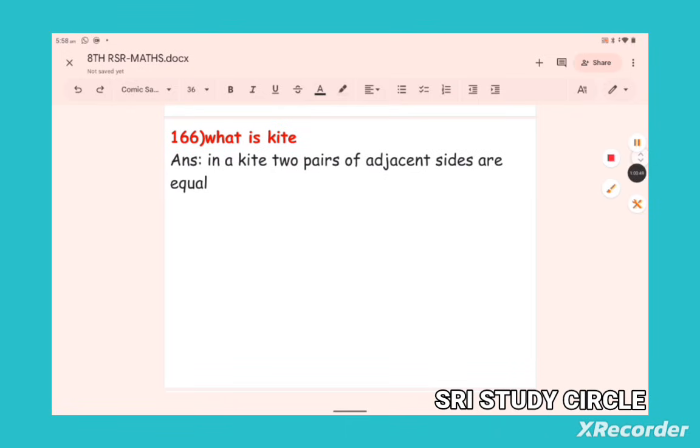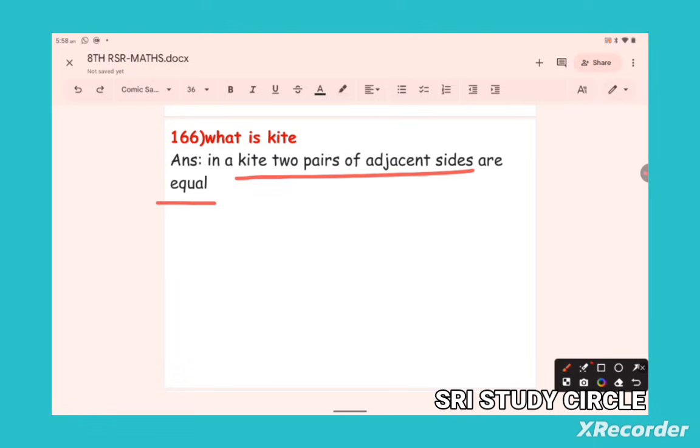What is a kite? A kite means the lengths of adjacent sides are equal. In a kite, two pairs of adjacent sides are equal. Here, this is known as a kite.